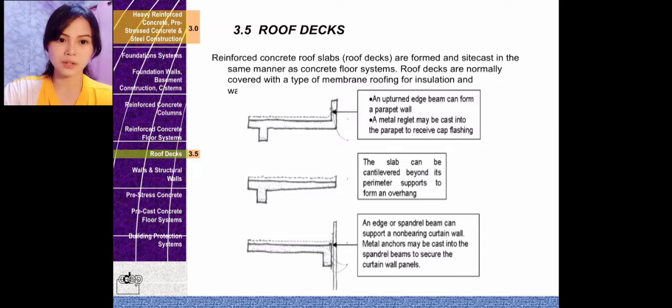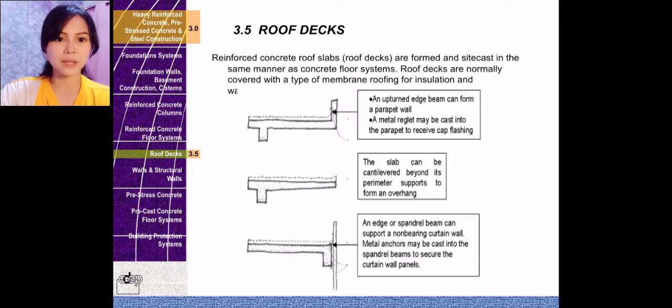The first figure shows an upturned edge beam can form a parapet wall. A metal reglet may be cast into the parapet to receive cap flashing. A parapet is like a wall on the edge of the roof deck to keep people from falling off the roof. In the second figure, the slab can be cantilevered beyond its perimeter supports to form an overhang. A cantilever parapet usually uses glass or transparent plastic to serve as a parapet for the roof.